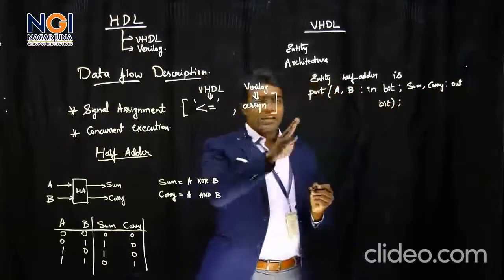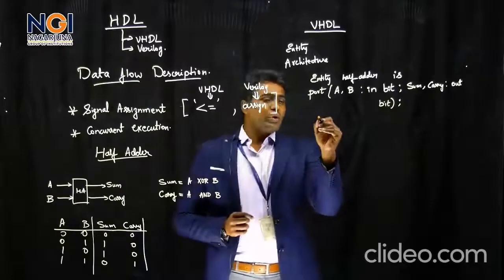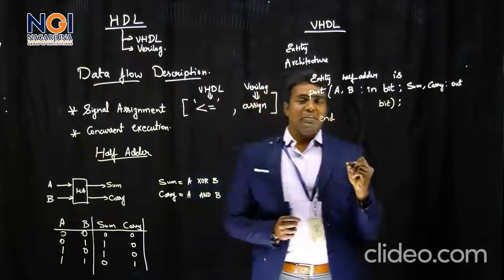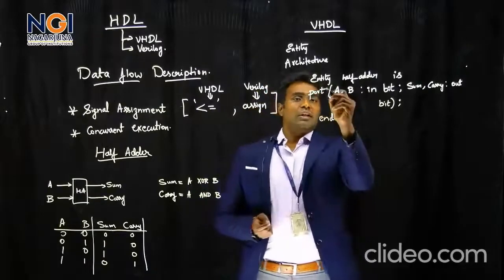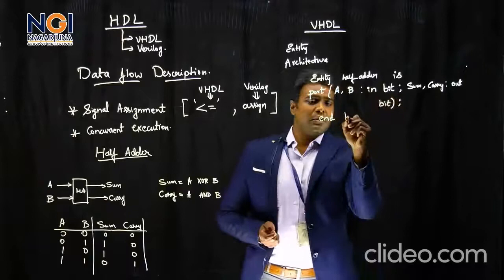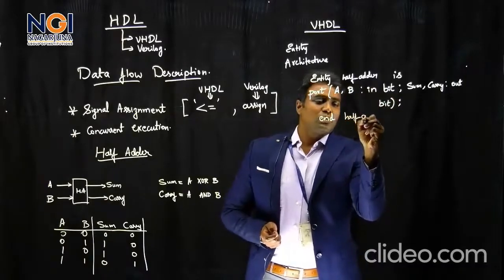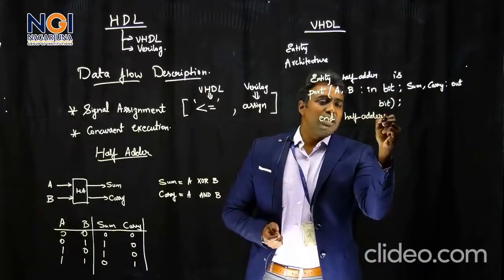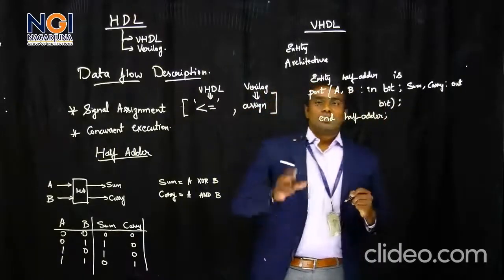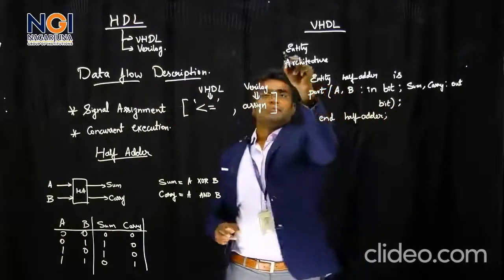Now once you declare all your inputs and outputs, you can end your entity. So end is a predefined word used to end your entity, followed by the name of your entity. The name that I've given is ha_adder. So you can use the same name followed by a semicolon. So this part is the entity.